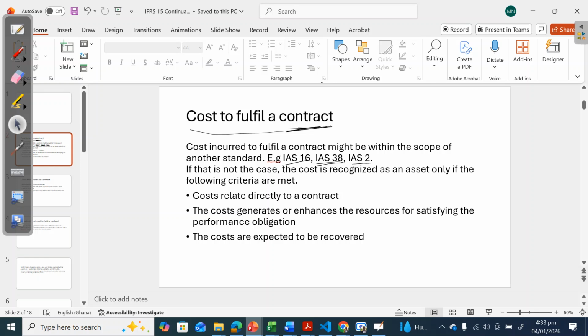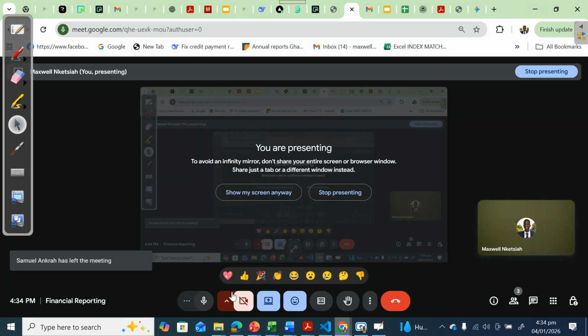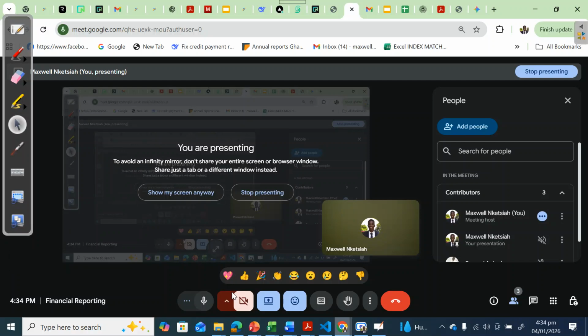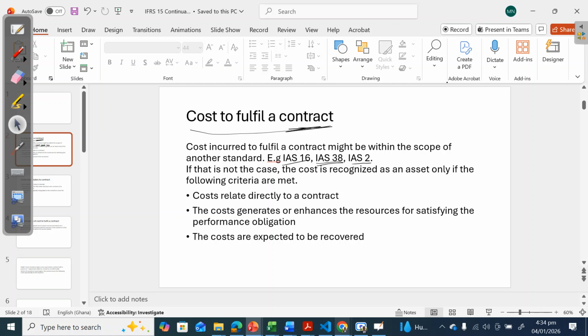So the standard acknowledges that the cost to fulfill a contract may be within the scope of another standard. In that case, we treat that cost based on that standard. That's what the standard is saying. But sometimes the cost you have incurred may not be related to any standard at all. So in that case, how do we deal with it? That's what we need to look at.